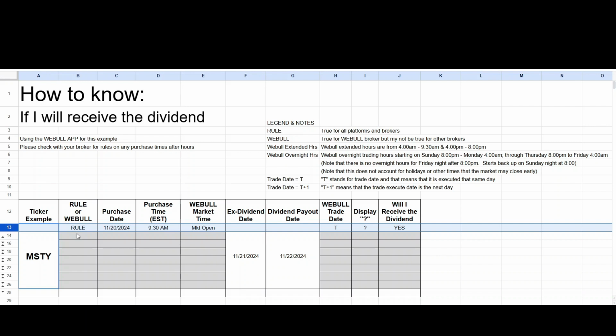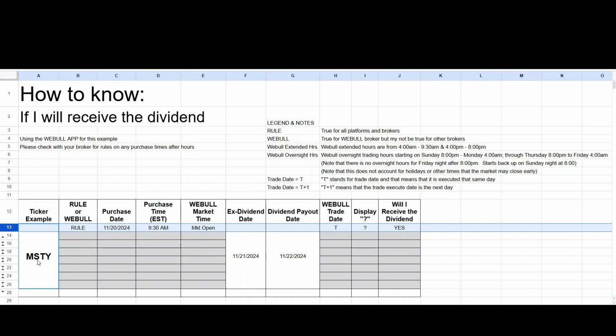So let's just start right out here on this first one. I'm using MSTY as an example. They did just pay out their dividend, and if you didn't see, it is a $4.42 per share dividend. It paid out this past Friday, November 22nd. A lot of people are very excited about that, super stoked, but some people are wondering, will I receive that dividend or not?